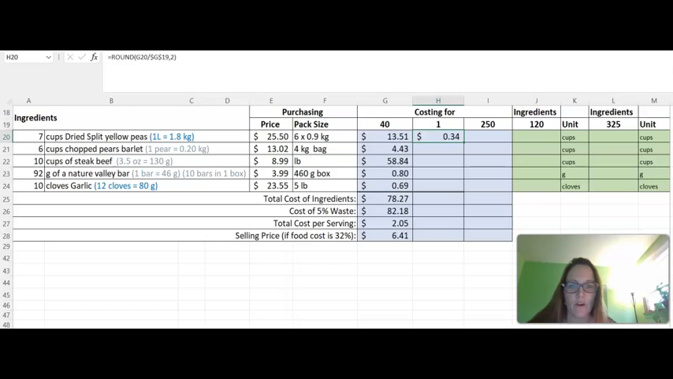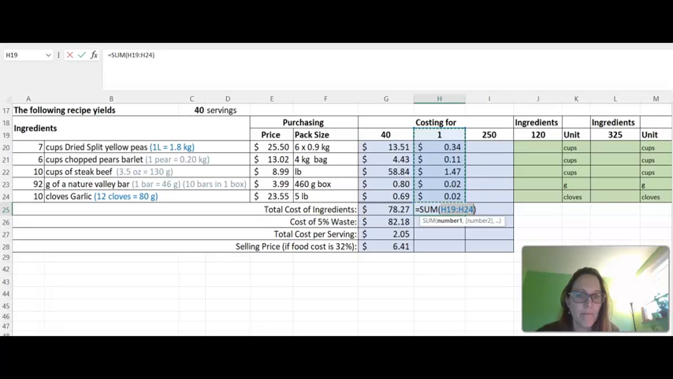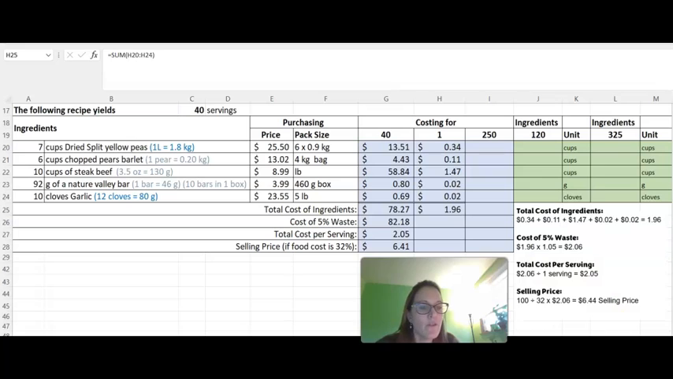So we have our 34 cents. So now we can drag this down, and there we have it. All of our calculations for costing for one for our recipe. For one serving, our total cost of ingredients, we're going to do auto sum. So we're taking from the 34 cents and dragging it down, and then we're just going to press enter, and we get $1.96. And if we reference here our written calculations, we have $1.96.